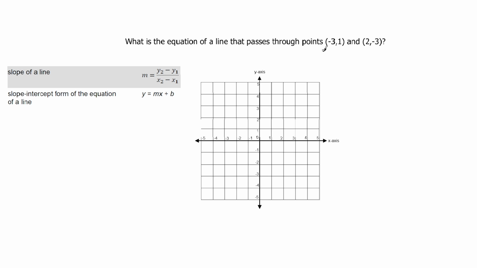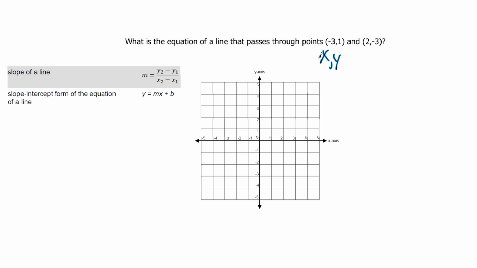The first thing I would do is put the points on the graph and connect them with a line so we have a visual idea of what our line looks like. So the first point is (-3, 1), and remember, this is in the form of x, y. The first value in a coordinate pair is the x value and the second value is y. So the first value is left and right, the second value is up and down.